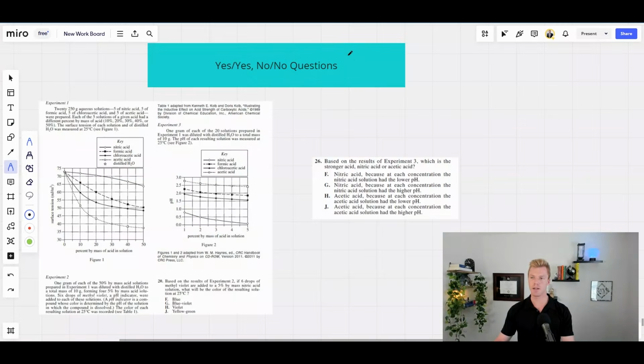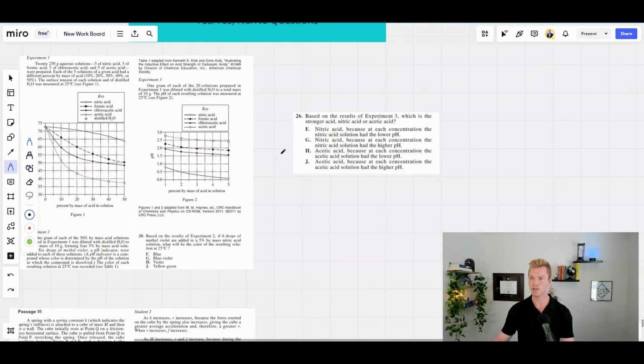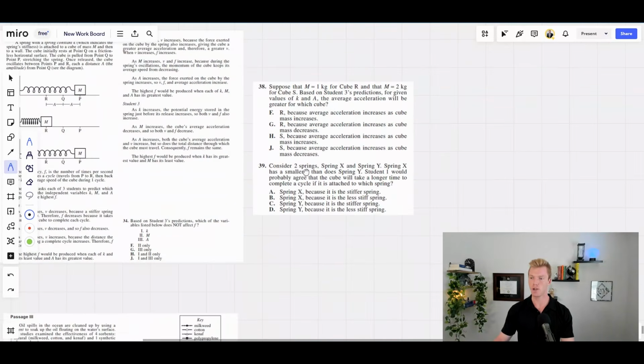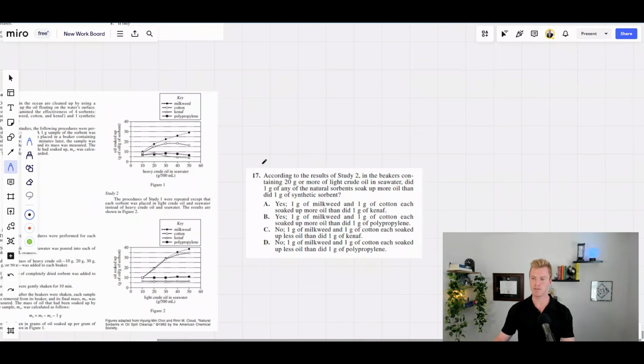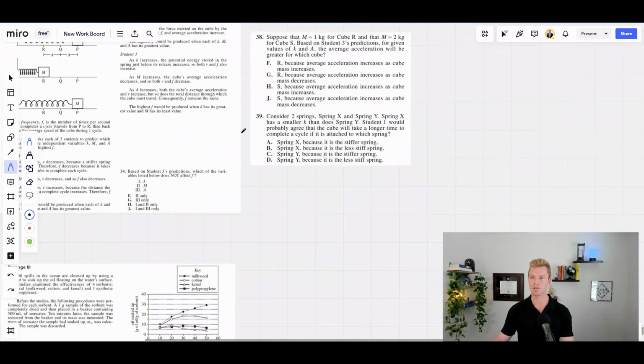So what we're talking about here is what I call yes, yes, no, no questions on the ACT science section. And so why do I call them yes, yes, no, no questions? Well, actually 26 isn't a great example, but if we look at something like number 17, the reason they're called yes, yes, no, no questions is because the answer choices will typically look something like yes for A, yes for B, and then no for C, and then no for D. And each one of these will give different reasonings for why either yes is correct or no is correct.